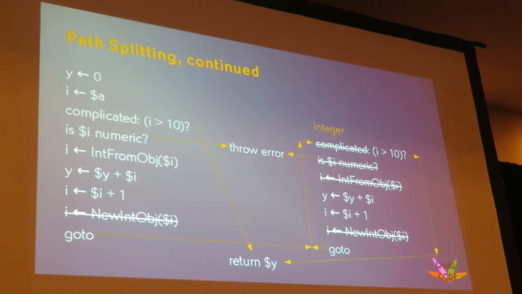Yes? You might tell me to wait a couple slides, but it would seem if you move the is numeric up before assigning I to A, the whole thing could be collapsed. The issue there is that in more complicated code, that may not always be reachable.